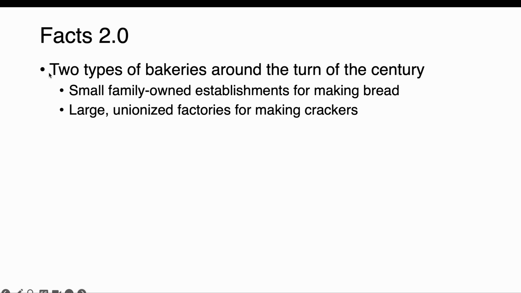So let's take a wider look at what was going on in the late 1800s. You basically had two types of bakeries operating at that time. You had small family-owned establishments that were largely geared around baking bread, and that was Lochner, right? But then you started to have the development of large unionized factories, aimed at making crackers and cookies eventually. Why? Because they last longer, right? If you mass produce all this stuff, you can ship it all over the country, and it won't go bad.